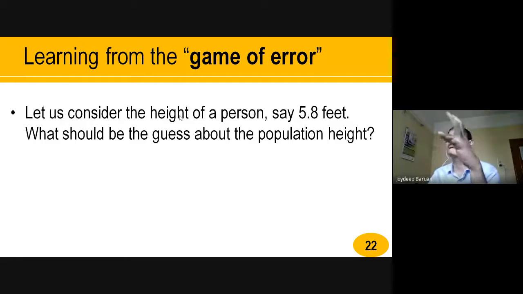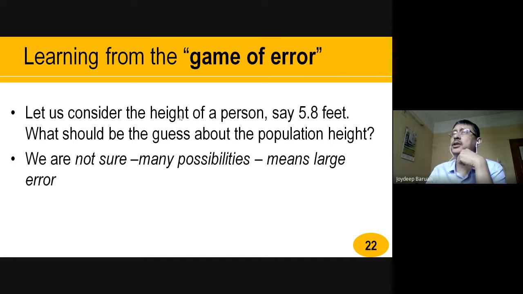So first of all, how do you accommodate it? Let us consider the height of a person, 5.8 feet. This means that there is a population, and we take only one person's height, and we have got 5.8. Based on that result, you generalize what the population height should be. It's possible, but the point is that if you generalize based on very small information, there will be huge error. You are not very sure, too many possibilities will be there, so there will be large error. So it is very clear that if you have very little information, then the error will be very large.